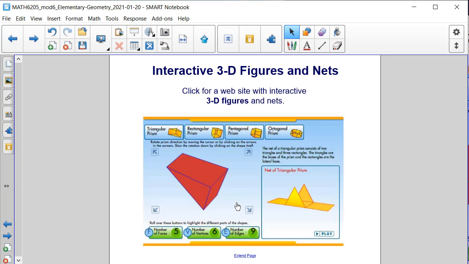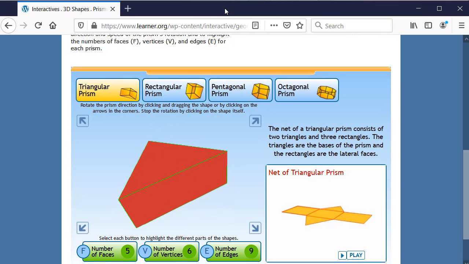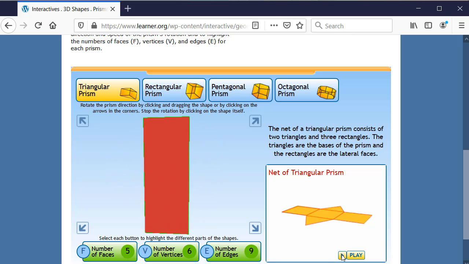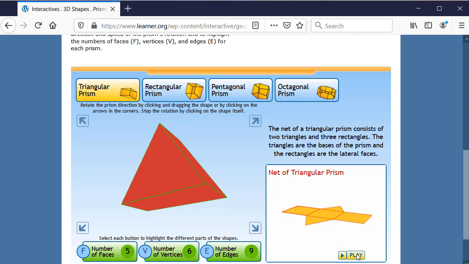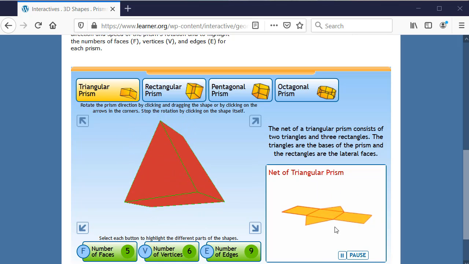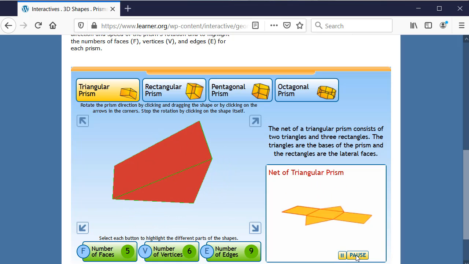To get a better understanding of how nets are used to create 3D figures, we can click on this link to bring up the website, learner.org, and they have some nets and 3D solids that rotate around. So here's a triangular prism, and here's its net, and if we play the net, it actually folds and unfolds the net. And we can pause it whenever we would like.